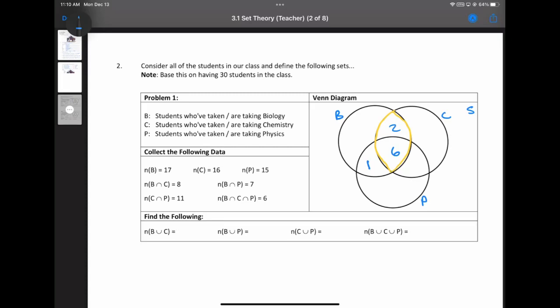And then our third football has to have 11 people in it. That's chemistry and physics. It's already got 6. It needs 5 more.